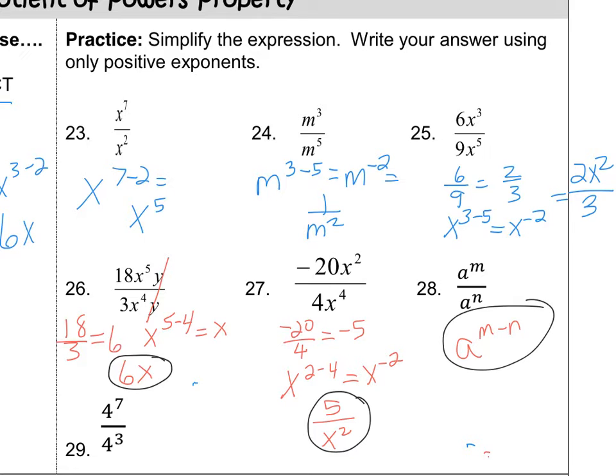All right, number 29, we'll just do that really quickly together. That's going to be 4 to the 7 minus 3. So that's 4 to the 4th power. And if we go ahead and multiply that out, it's 256.